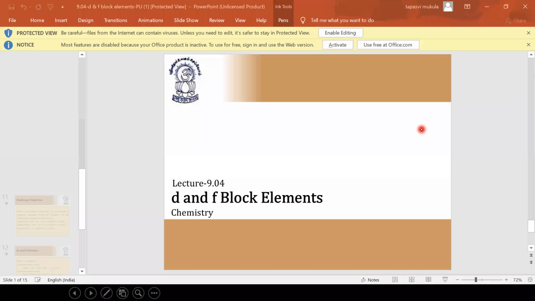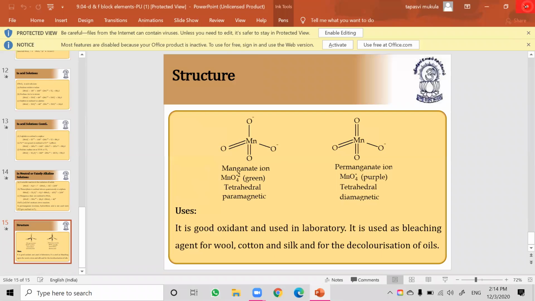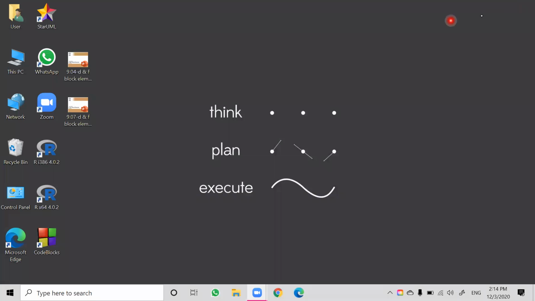I hope it is clear. So with this, I'm ending this session. Till here, we have completed the explanation part of d-block elements. In the next session, we are going to discuss some more properties of d-block elements along with questions based on the entire chapter. I'm ending this session here. Thank you all.